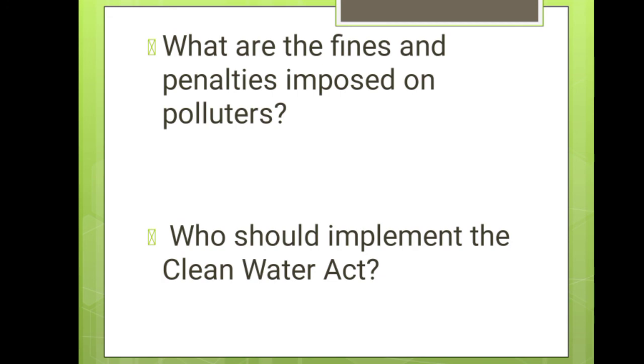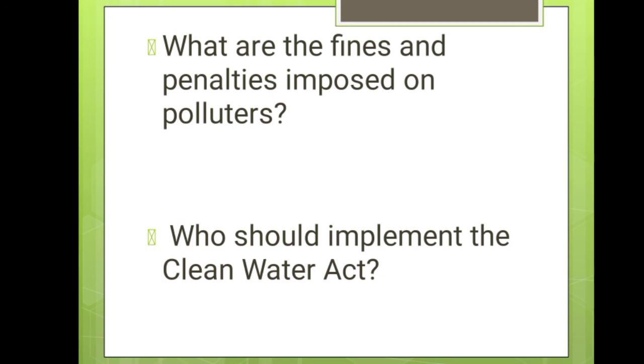What are the fines and penalties imposed on polluters? The following are among the fines and penalties for violators of this act and its IRR. Upon the recommendation of the Pollution Adjudication Board, or PAB, anyone who commits prohibited acts such as discharging untreated wastewater into any water body will be fined for every day of violation the amount of not less than 10,000 pesos but not more than 200,000 pesos.